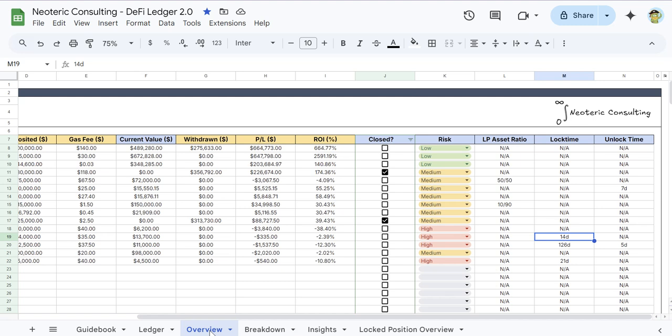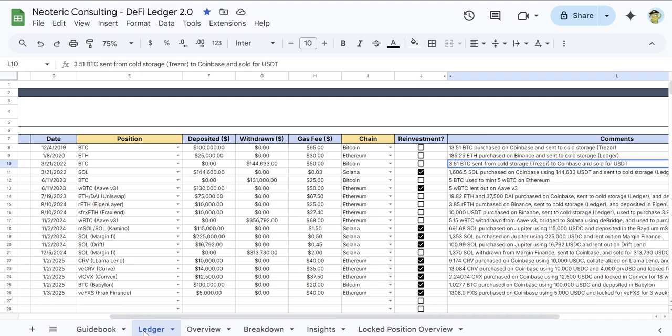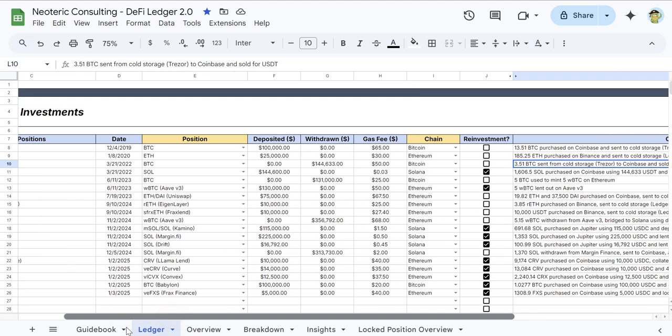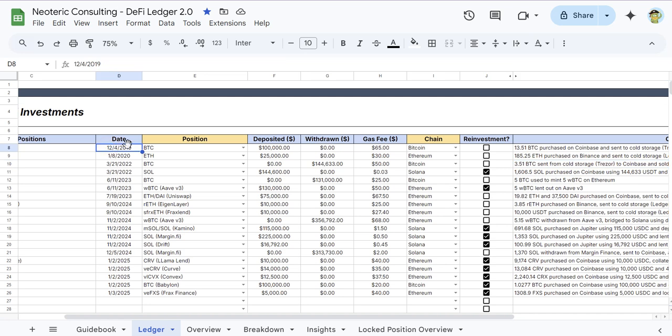And as I explained in the guidebook in the FAQ section, a good way to think about the difference between the ledger tab and the overview tab is that the ledger tab is for one-time inputs. Think about it, these don't change. You don't keep coming back here. If this is in 2019, there's no use for you to come back here and change things. It's set in stone. I either bought Bitcoin on the 4th of December 2019 for this much money or I didn't, right?